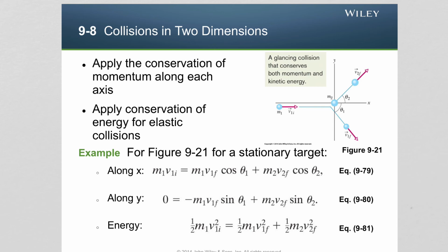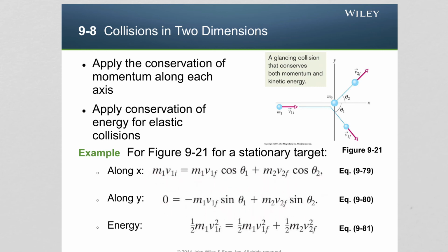So here is a simple example that illustrates the principle. We have a stationary target with mass m2, and we have a projectile with mass m1 with initial velocity v1 initial moving along the x-axis. After collision, the two particles move along those two directions. And so the final velocities make those angles with the x-axis. So I can write the conservation of momentum along the x and y axis as shown here in those two equations.